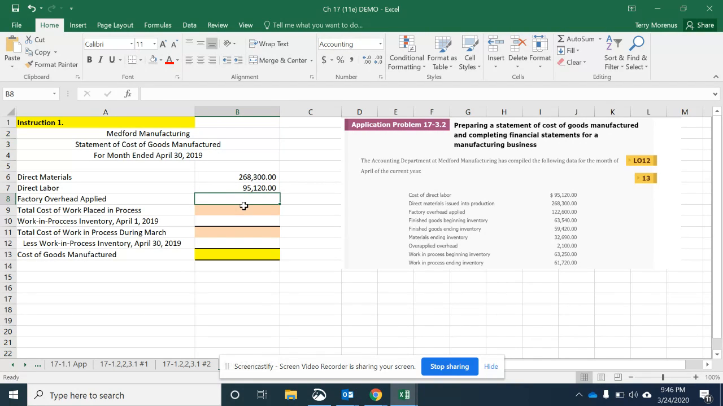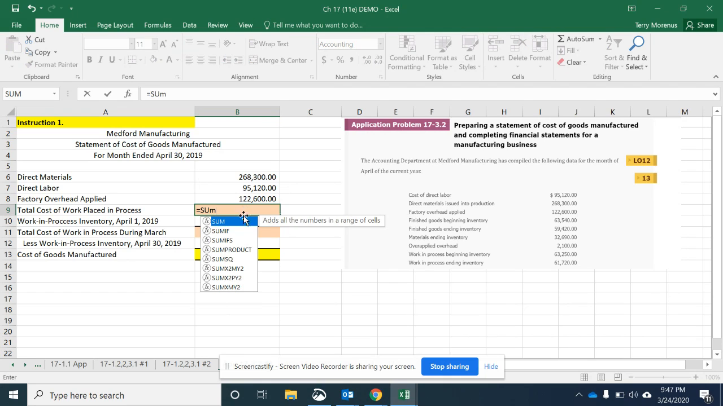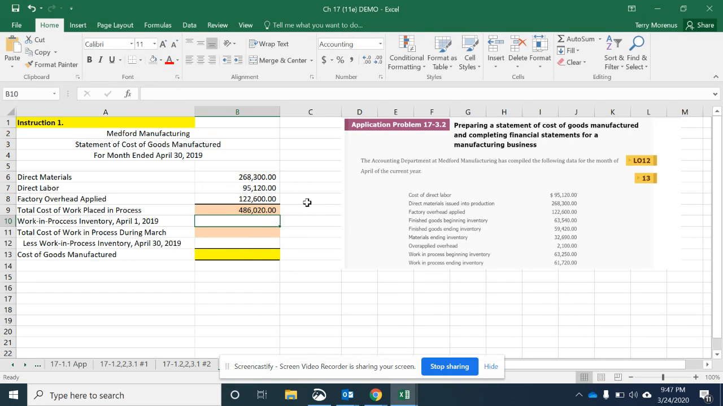And then we have factory overhead applied, $122,600. And then we're going to add these up, just a simple sum formula. These three, enter. All right, so the total cost of work placed in process is $486,020.